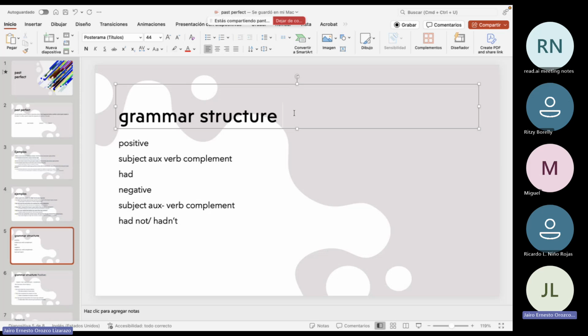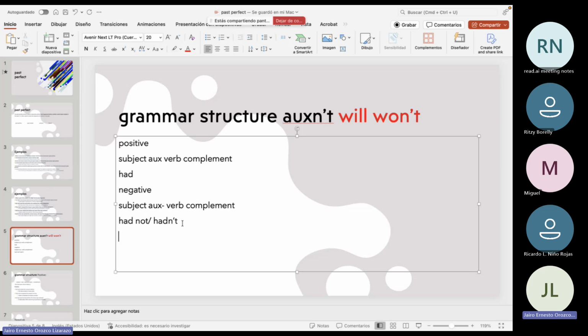Every contraction is made the same way, right? Auxiliary, apostrophe, T. The only one that is different is the contraction of will. That's the only one that is different. The rest of these are auxiliary and apostrophe T. Okay, so had not, hadn't. That is the contraction. And then for questions, we put the auxiliary first, and then the subject, verb, complement.